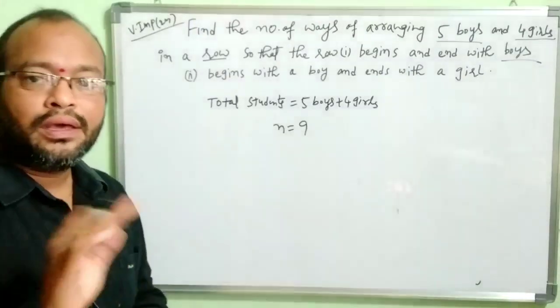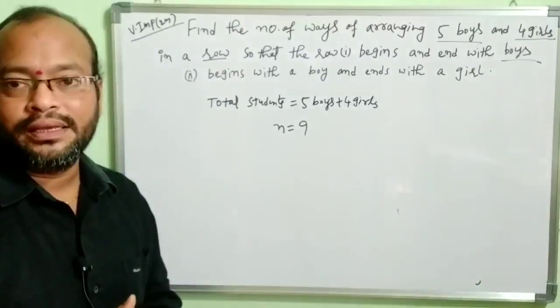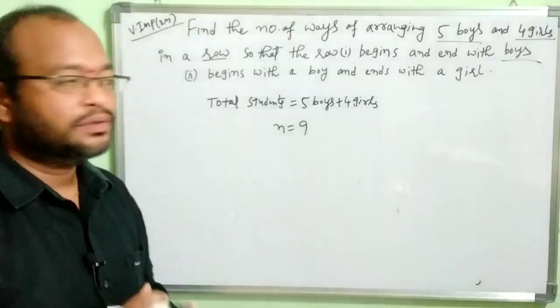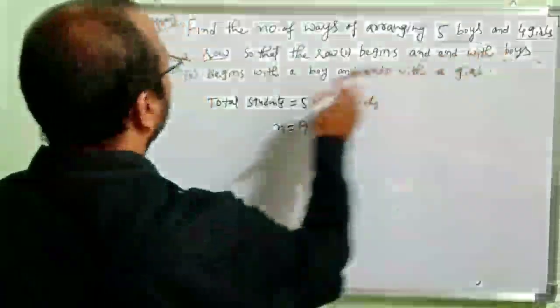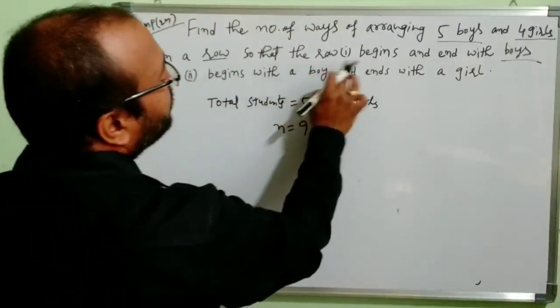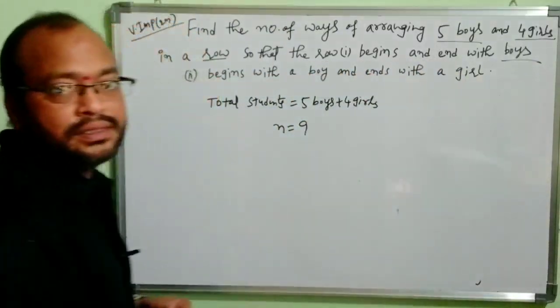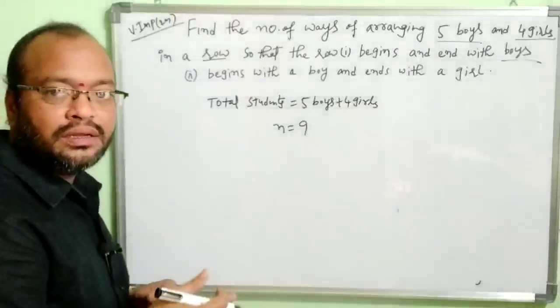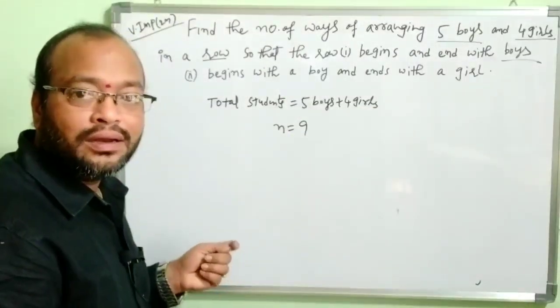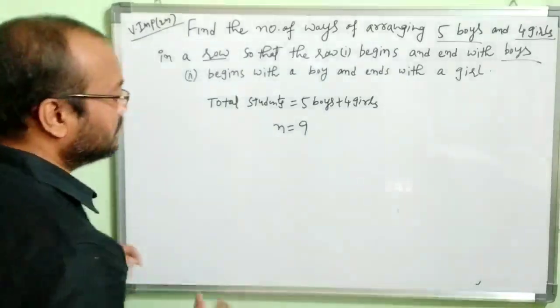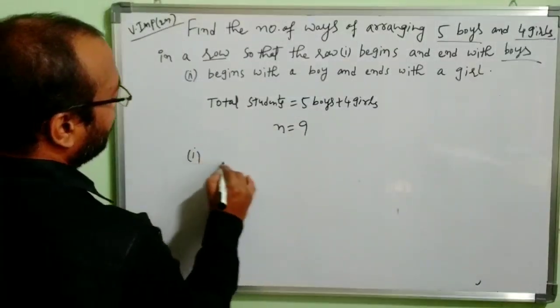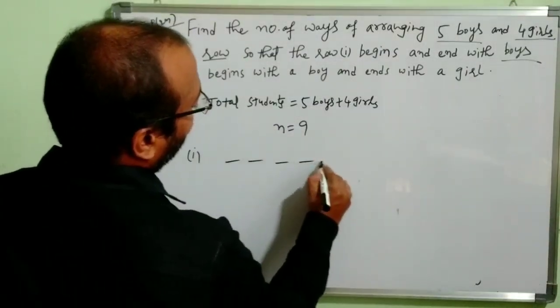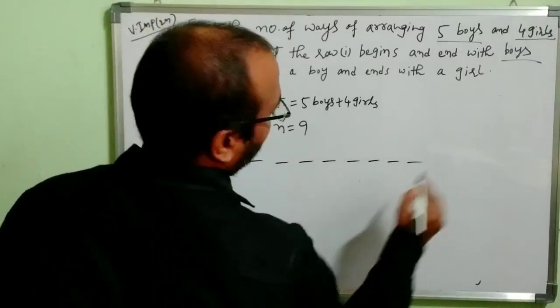Here the question is not directly asking how many arrangements. He is asking 5 boys and 4 girls in a row so that the row begins and ends with the boys. So total how many persons are there? 9 persons. To sit, definitely we want 9 blank places, right? First we will take 9 blank places. 1, 2, 3, 4, 5, 6, 7, 8, 9.